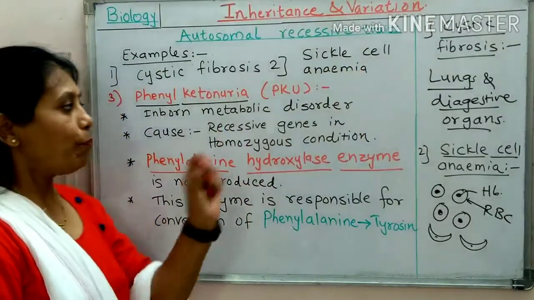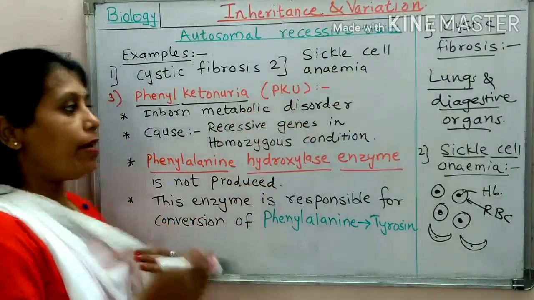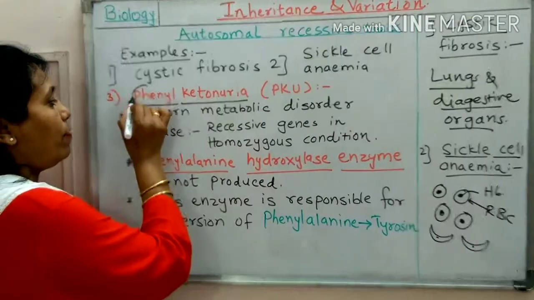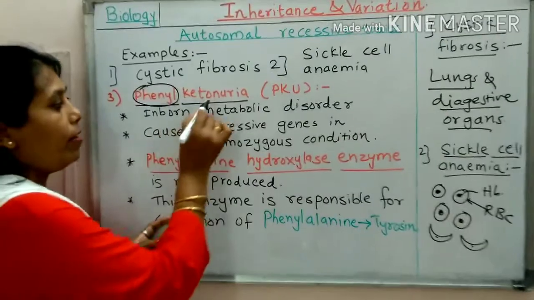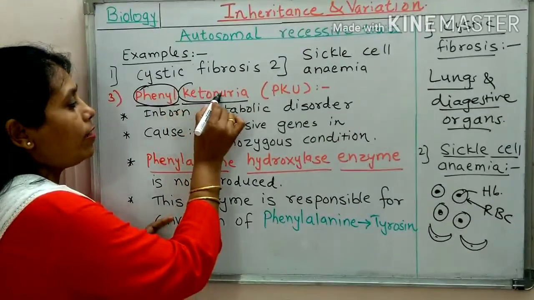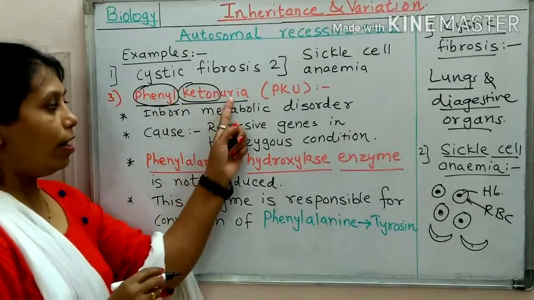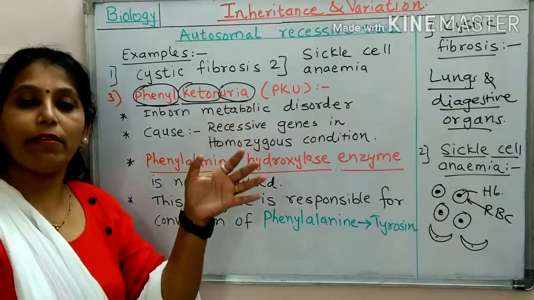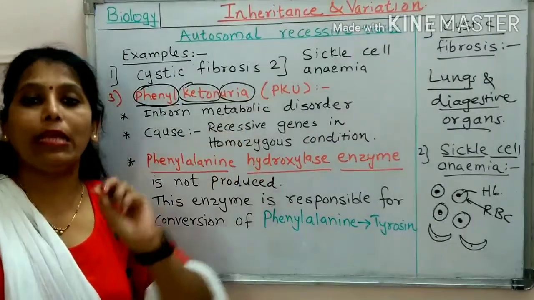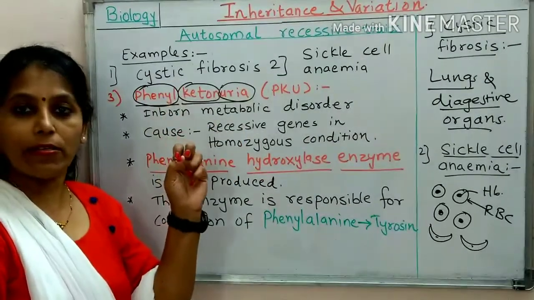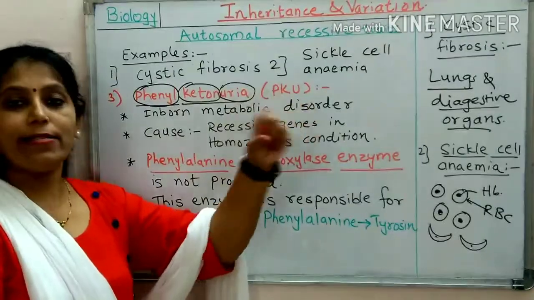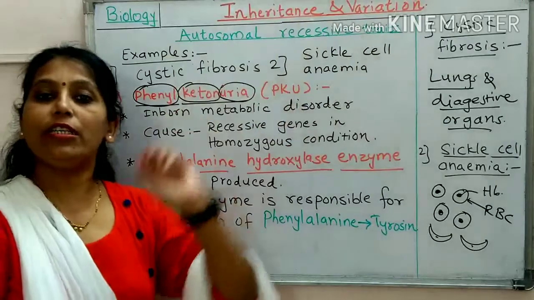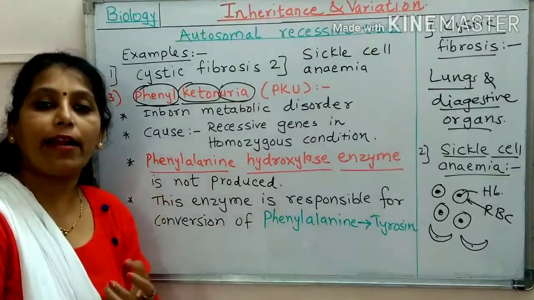Now come to PKU. PKU has three words. The first one is phenyl. The second word is ketone. And the third word is urea. Definitely, urea is related to urine. Now, these two are chemicals. Okay. PKU is a disorder caused due to an autosomal recessive gene.